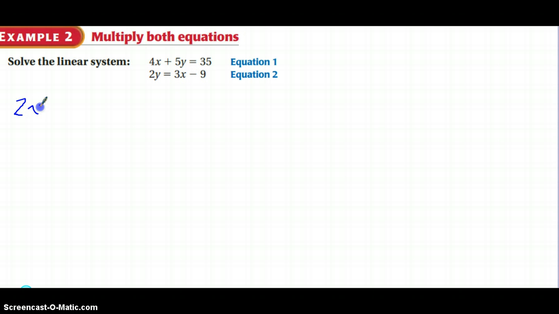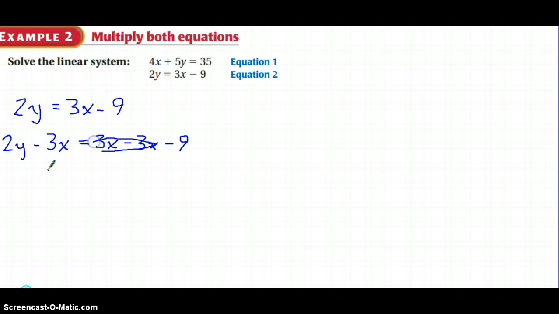So I'm going to take this 2y equals 3x minus 9, and I'm going to get the x onto the same side as the 2y. And to do that, I'm going to have to minus 3x on each side. So 3x minus 3x minus 9. Alright, so over here we see these cancel out. And over here I've got 2y minus 3x.